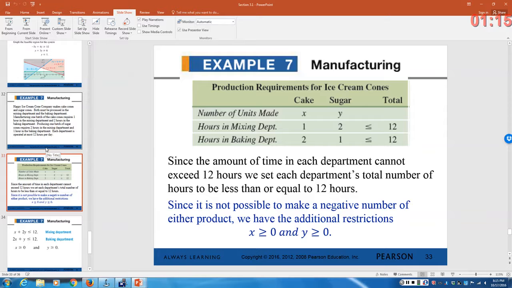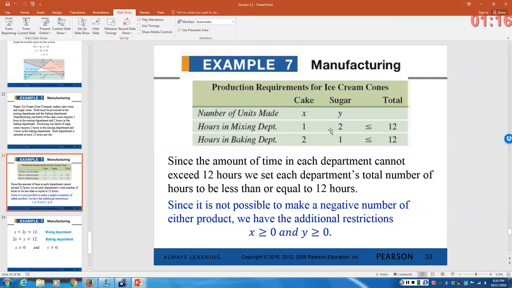That information gives us enough information to come up with a system of inequalities. The number of units made are our variables, X and Y. X takes 1 hour in mixing and Y takes 2 hours. So 1X plus 2Y is going to have to be equal to or less than 12 hours. For the sugar cones, they take 2 hours in mixing, but 1 hour in baking. So we're going to also have 2x plus 1y is equal to or less than 12. Okay?